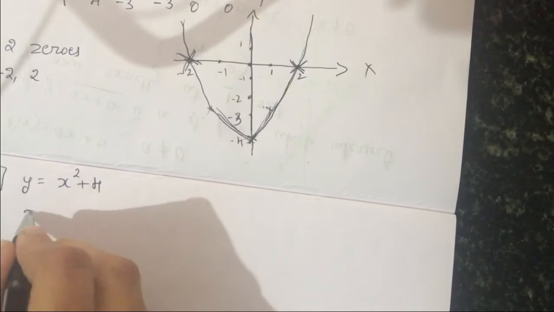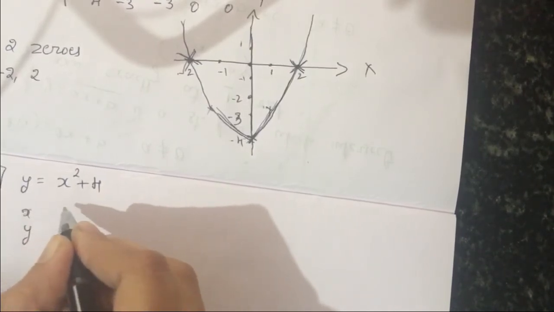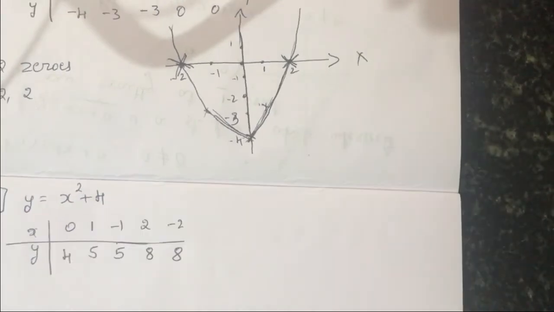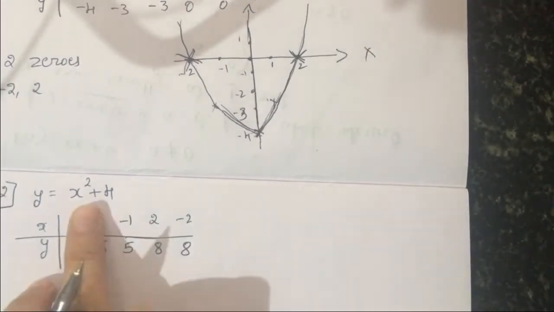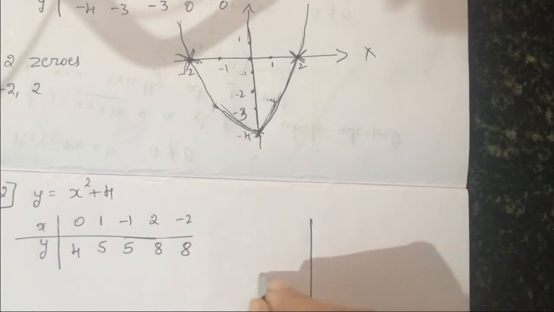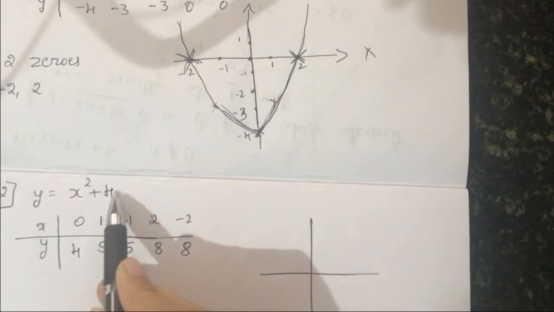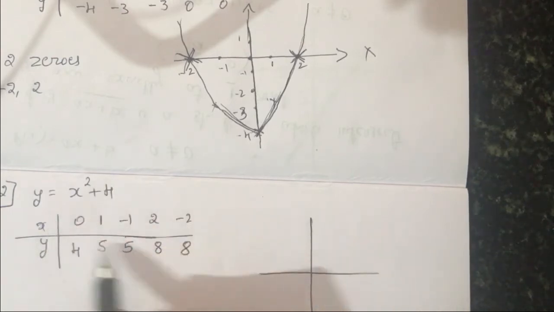I'll directly write the table. When x is 0, this is the table for x square plus 4. When you try to draw this, I have taken very few points. Depending on the c value, you can choose the points.